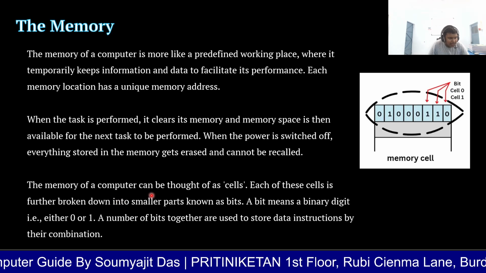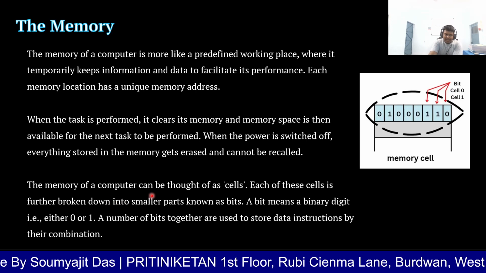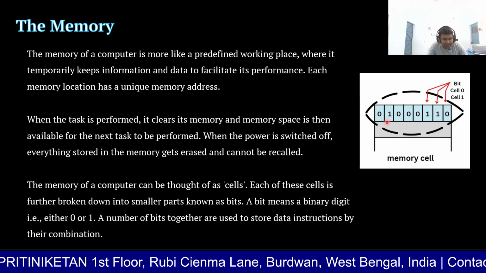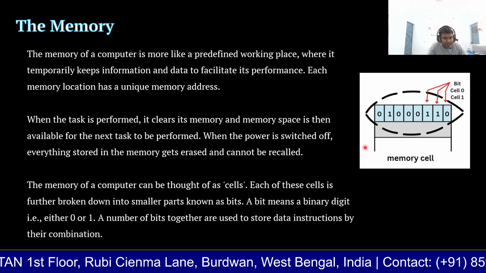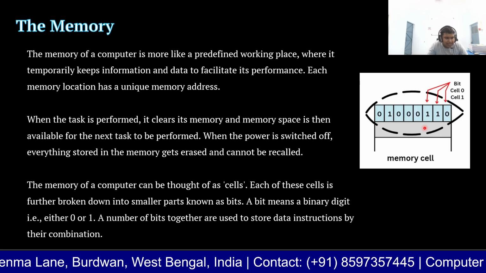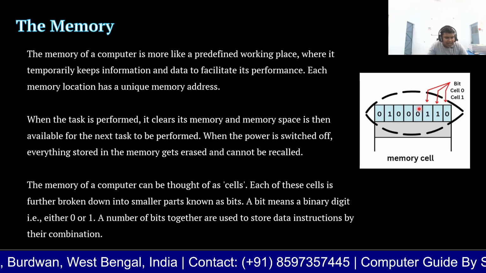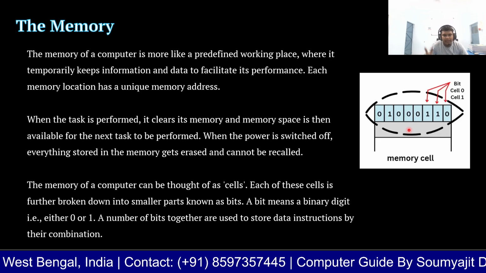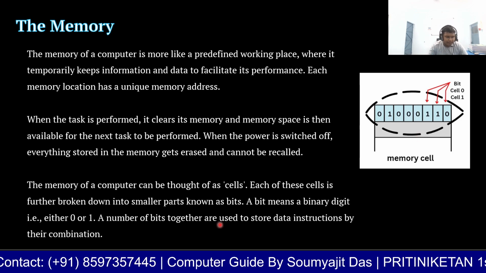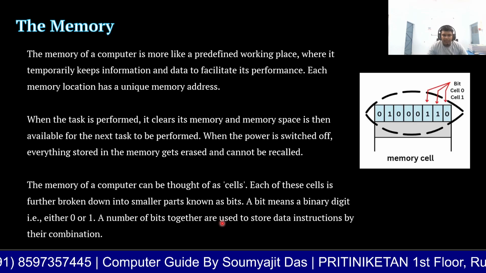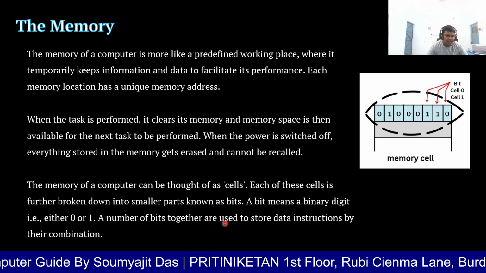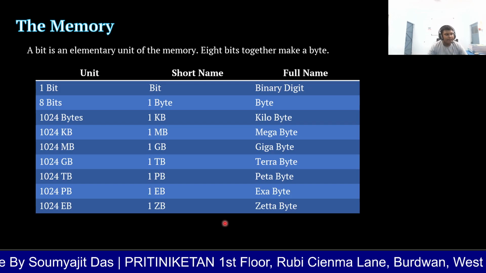The memory of a computer can be thought of as cells. Each memory bit is a cell. As you can see in this diagram, 0, 1, 0, 0, 0, 1, 1, 0. Each is an individual cell, and each one cell is known as a bit. A bit means a binary digit, which only represents two things: one is 0 and the other is 1. These are combined, and then instructions are given to those combinations.